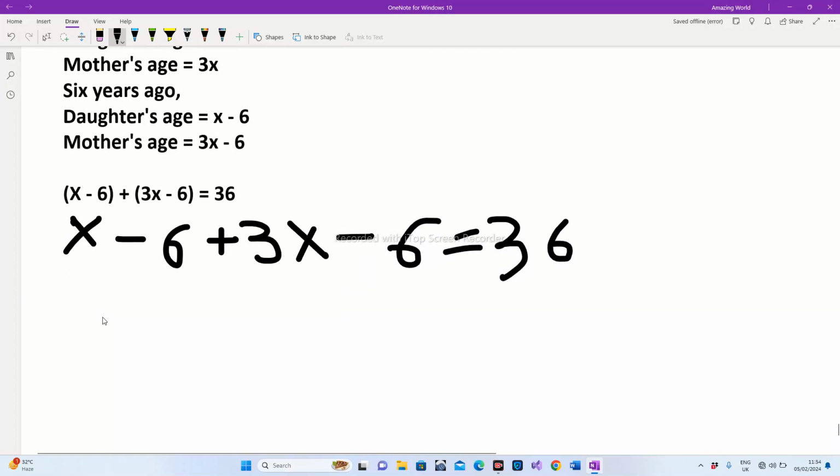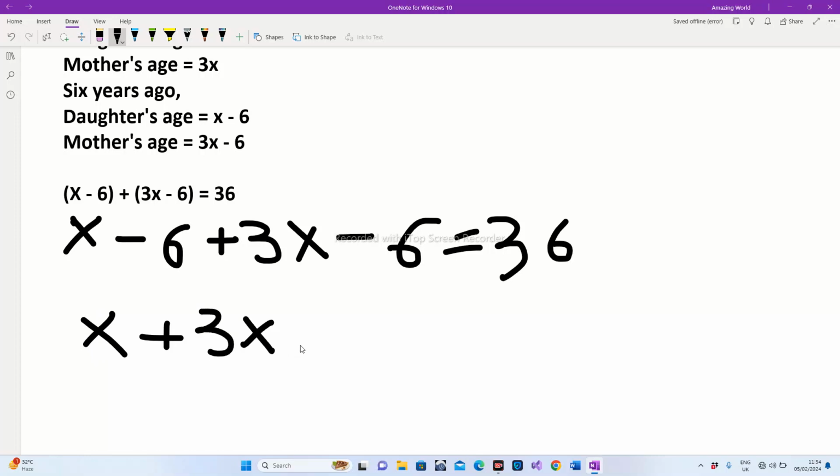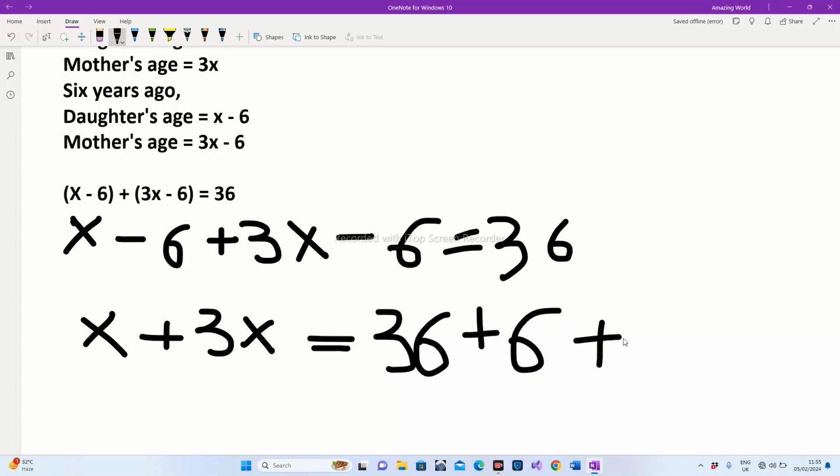So collecting like terms, we have x plus 3x is equals to 36. Then this minus 6 and this minus 6 will come here, it becomes plus 6 plus 6.